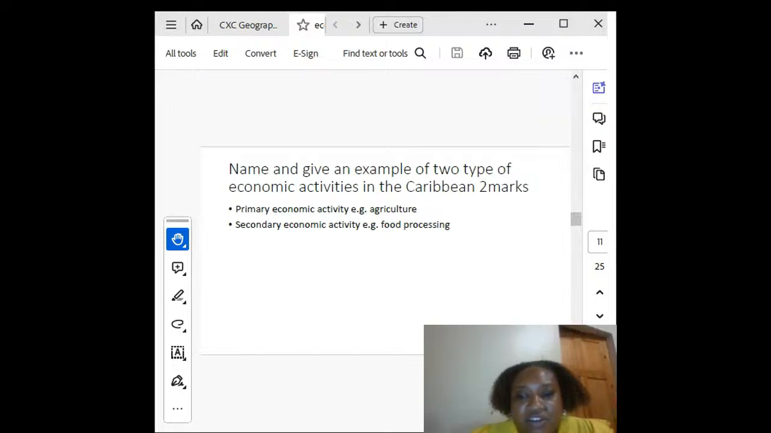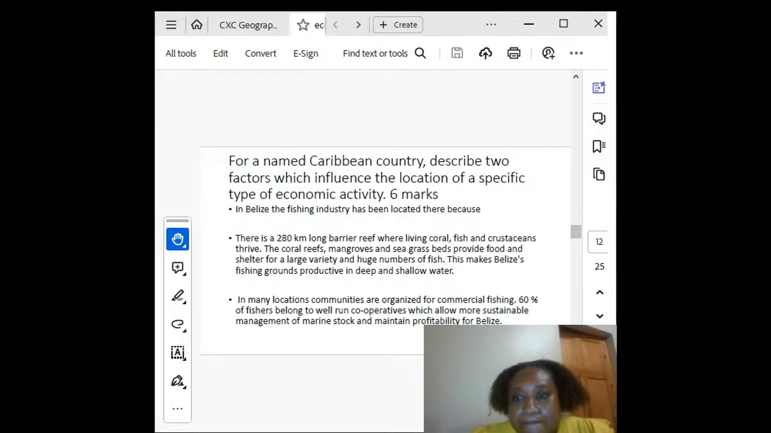So, in terms of economic activity here, primary is agriculture, fishing, lumber, all of those would come under agriculture, quarrying, mining, right? So secondary would be food processing, right? Or textile manufacturing.